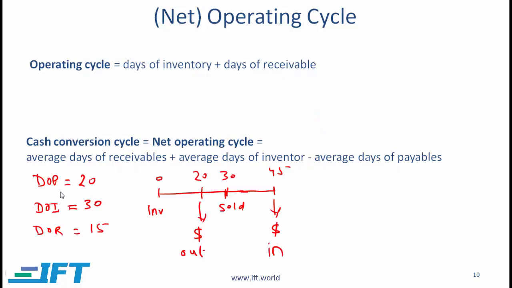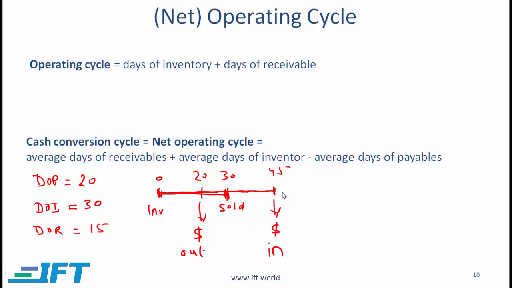Let us consider a simple example. Say days of payables for a given company equals 20, days of inventory is 30, and days of receivables is 15. If a company purchases inventory on day 0, days of inventory equal to 30 means that it will sell the product after 30 days or on day 30. And if days of receivables is 15, then the company actually receives cash on day 45.